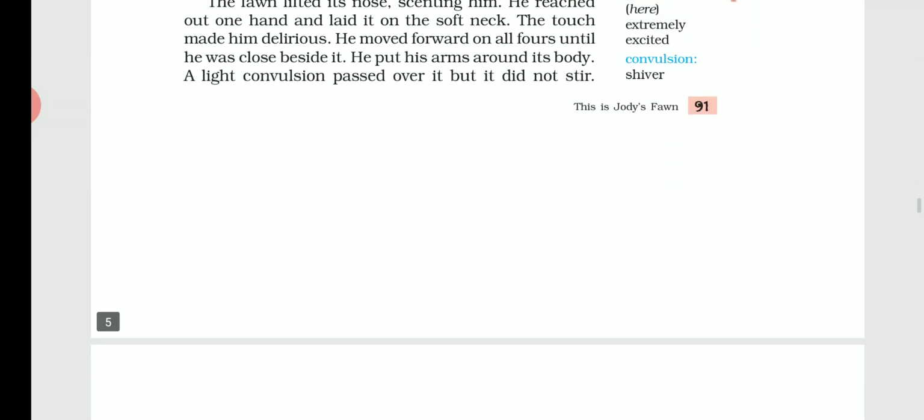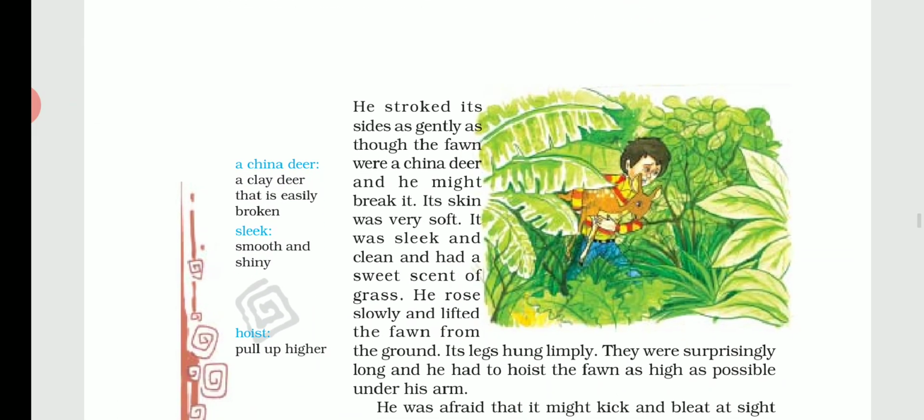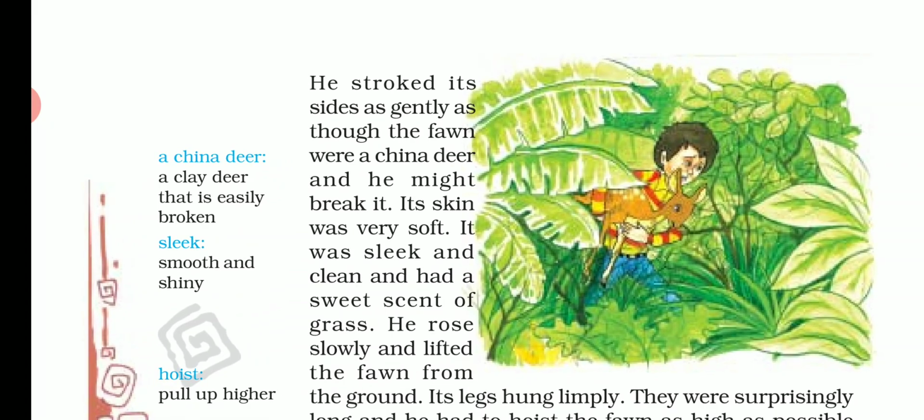Okay. Next. He stroked its side as gently as though the fawn were a china deer and he might break it. So now here Jody was handling the fawn in a very easy, caretaking way, because it seems like a clay deer that is easily broken. China deer means a material that is very softly made. So he was handling the fawn in a very polite manner, in a very possessive manner. Okay.